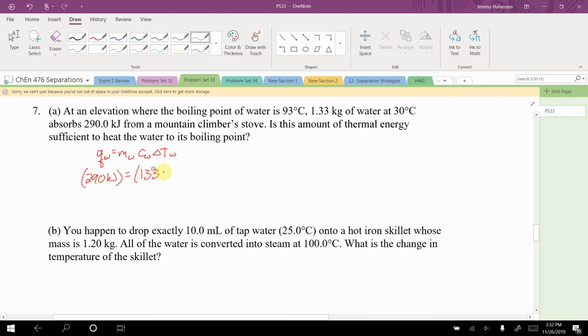I'm going to change it quickly into grams because I know my heat capacity is 4.184 joules per gram degree Celsius. Now, could I change my heat capacity into joules per kilogram degree Celsius? Sure, but I have it off the top of my head, so I'm just going to do that. And then I'm trying to find the final temperature, and the initial temperature is 30 degrees C. Okay, so just to show you what I'm doing here, because I know this algebra can be weird, I'm dividing by 1330, and I'm dividing by 4.184.